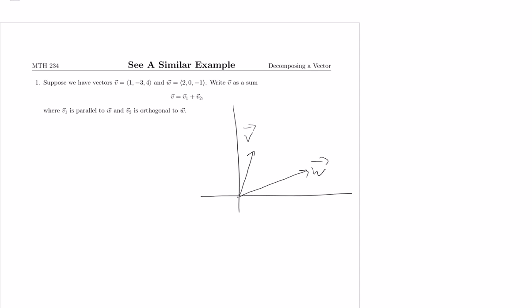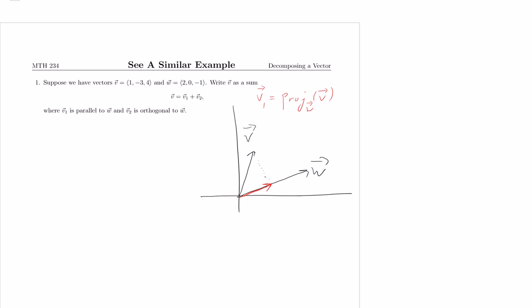Then we want to write v as the sum of two vectors, one of which is parallel to w, so in the same direction, and one which is orthogonal to w. So really what this is asking us is to compute the projections, because the first vector will be this one. So this will be what's commonly called the projection of v onto w. That'll be our v1.